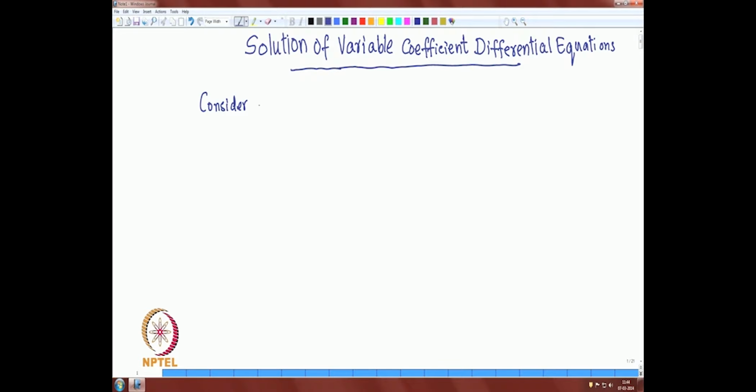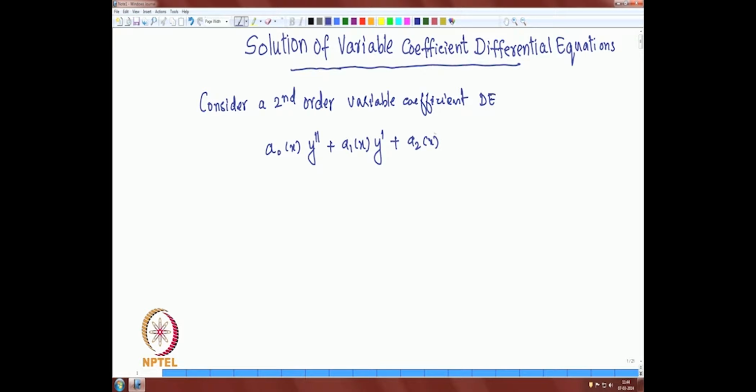For example, if I consider a general second order variable coefficient differential equation, say a0(x) y double prime plus a1(x) y prime plus a2(x) y is equal to 0. Call this equation 1.